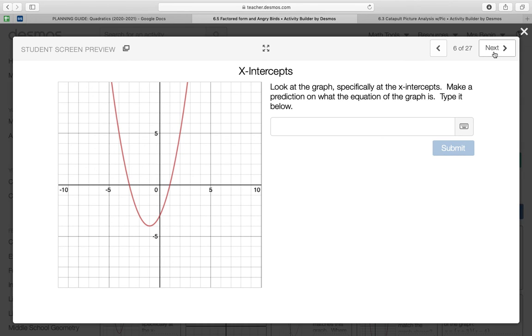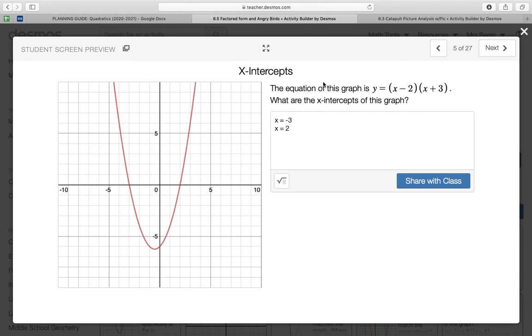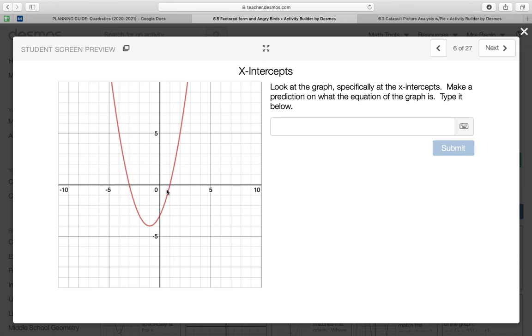Can you make a prediction on what the equation of this graph is? Type it in below. Again, if we look at the previous problems, how does the equation relate to the x-intercepts? Would you be able to extend that knowledge and give me the equation of this graph right here?